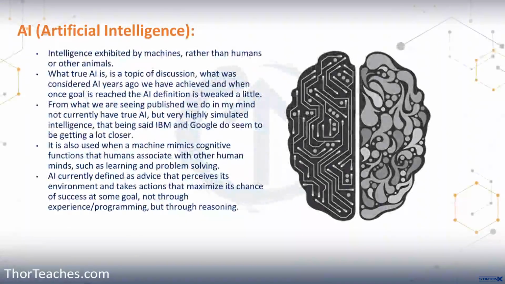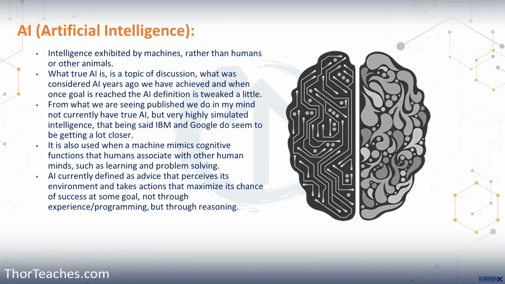In this lecture, we're going to talk about AI, or artificial intelligence. And AI really just is intelligence shown by machines rather than humans or animals. Now, for the question, what is true AI? This is a topic with so many different opinions.